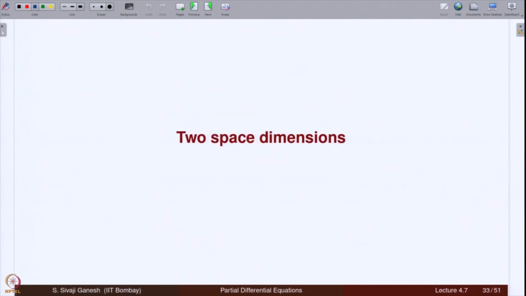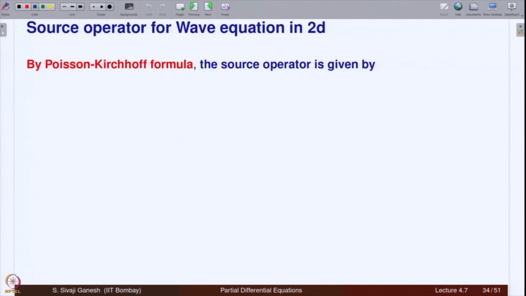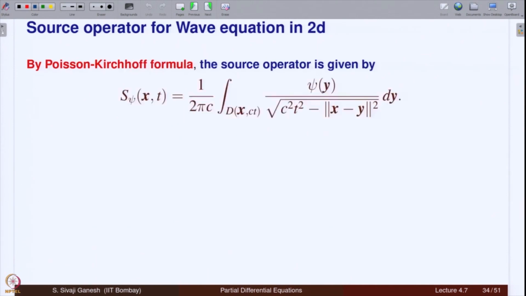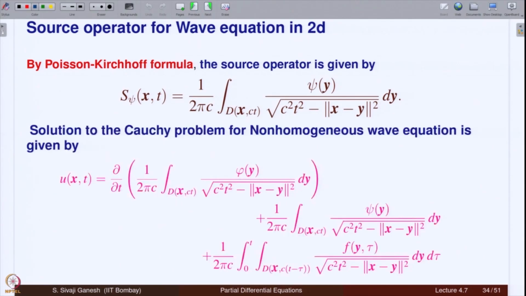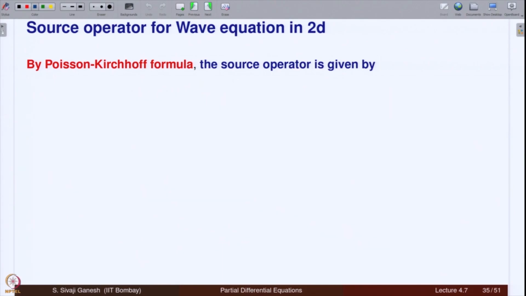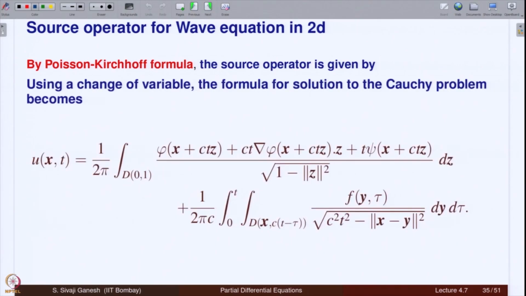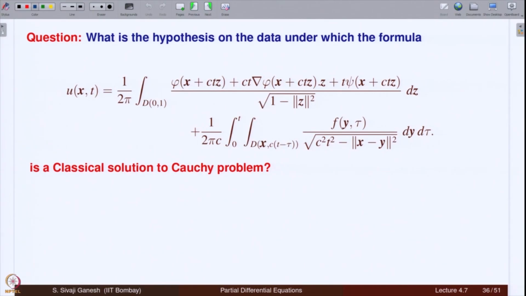Now let us move on to the two space dimensions. By the Poisson-Kirchhoff formula, the source operator is given by this formula, and now this is the expression: dou by dou t of S phi plus S psi plus that integral. So we get this formula. Using a change of variable, it is convenient to write it on the disk of radius 1 with center 0, the homogeneous equation part. Again the same question: under what hypothesis is it a classical solution?